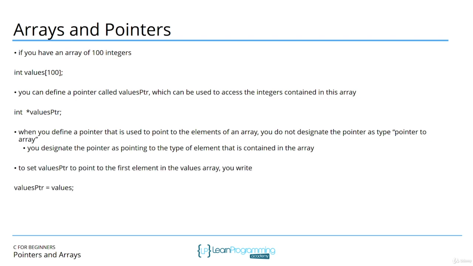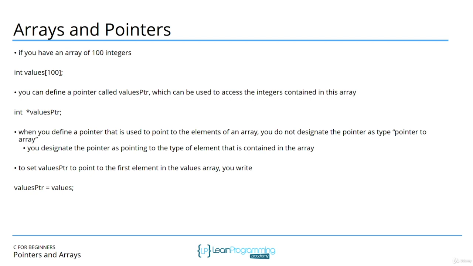So to set the values pointer to point to the first element in the values array, all you have to do is say values pointer equals values. You don't have to put the address there or anything because values array is a pointer. That's what you have to drive in your head, is all these arrays are pointers underneath the hood.